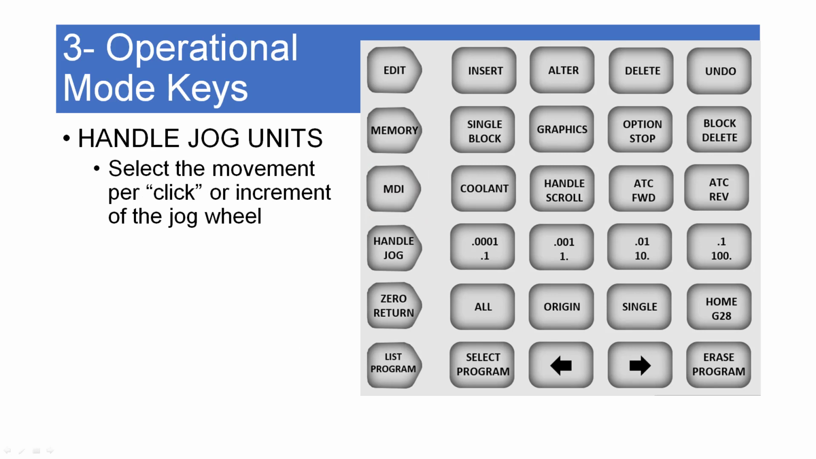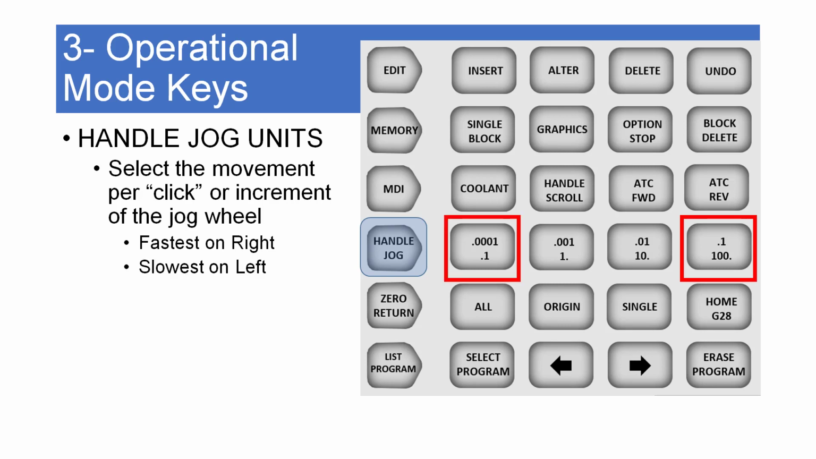The handle jog units are selected to set how far the machine moves with the jog wheel or how fast with the jog push buttons. The largest movement is 0.1 inches per tick, or 10 inches per jog wheel revolution, and the slowest is 0.0001 inches, or 10,000ths of an inch per jog wheel revolution. You should always set your jog units deliberately with each selection of handle jog, and start by moving the wheel slowly to avoid inadvertently hitting fixed objects.